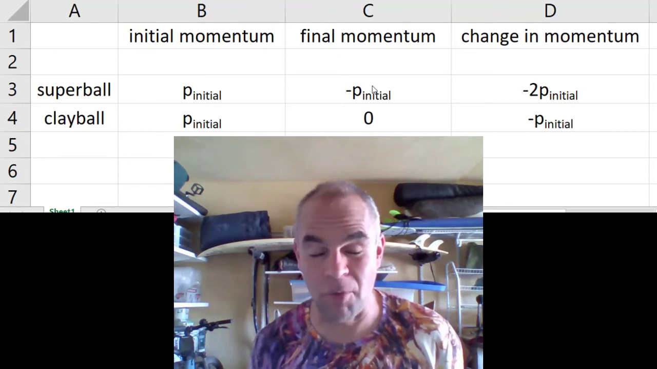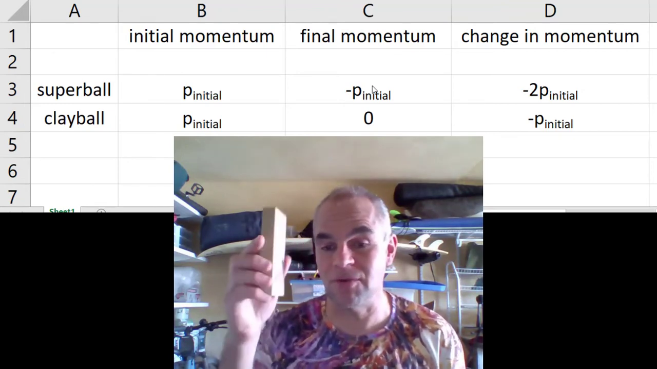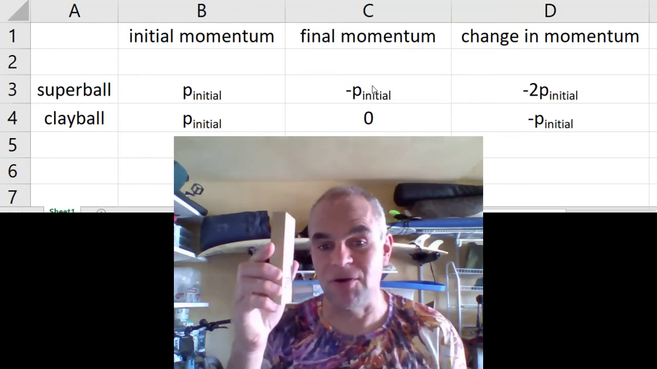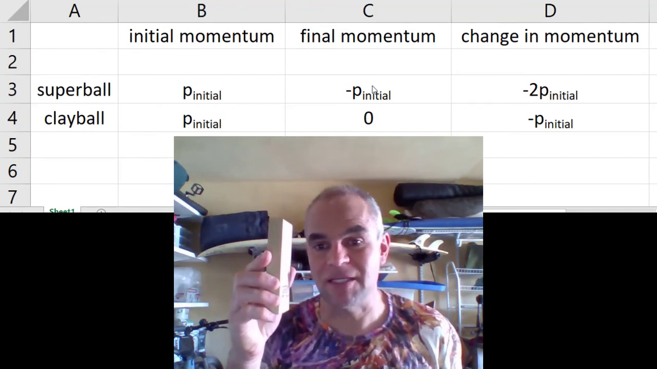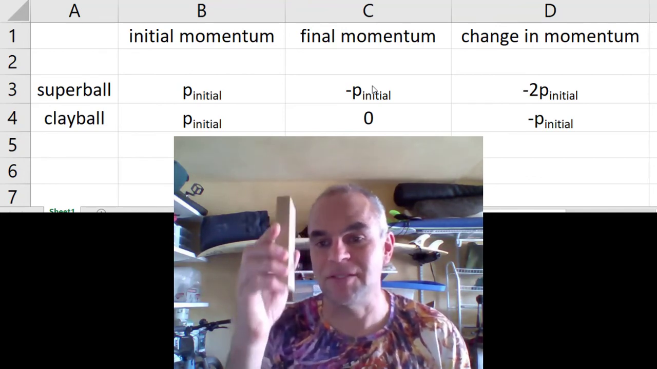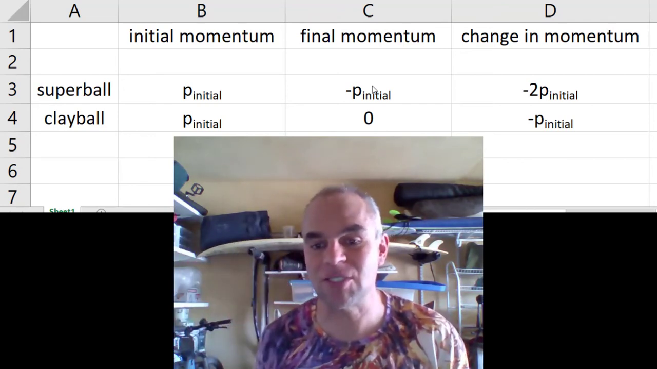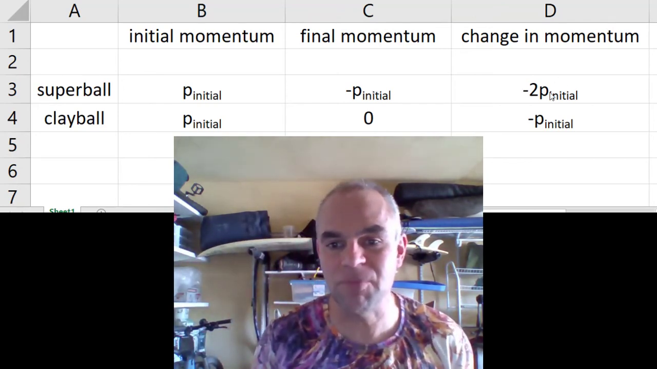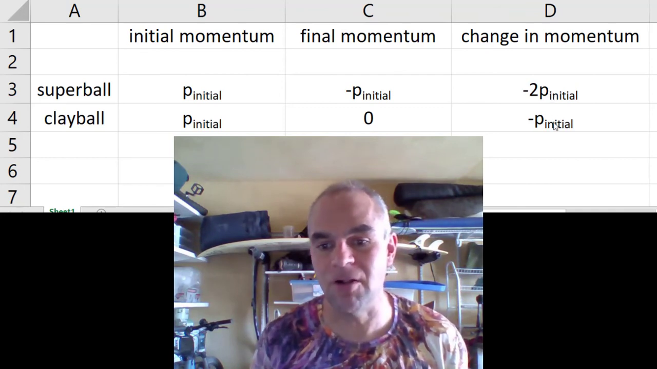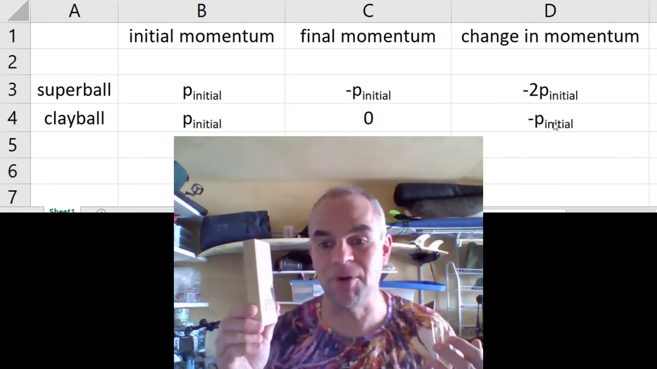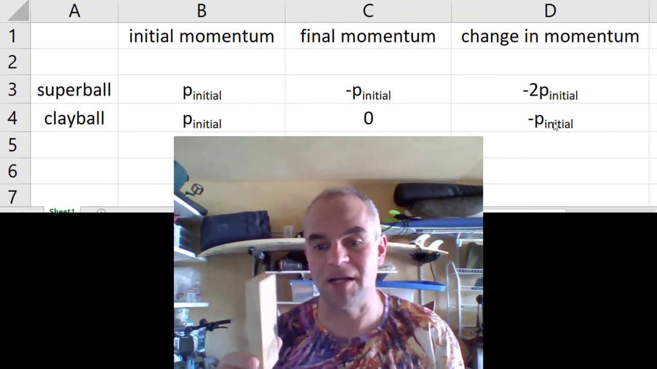Well, where does that extra momentum go? There's only one place it can go to, and that is to the piece of wood. So if the super ball changes by negative 2 P initial, the wood block gets 2 times P initial. So the wood block gets twice the momentum in the case of the super ball than it does in the case of the clay ball. In other words, it receives a greater impulse, and that causes the wood block to fall over.